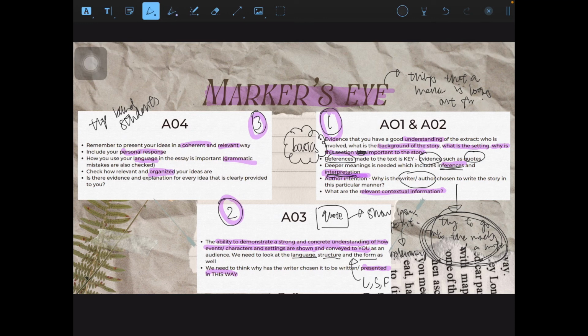Now, organization is very important. So you have to make sure every point has a different paragraph. So this will show your organization. And this is why it's very important to have good planning skills, because if you have good planning, your organization will be naturally more relevant to the context.